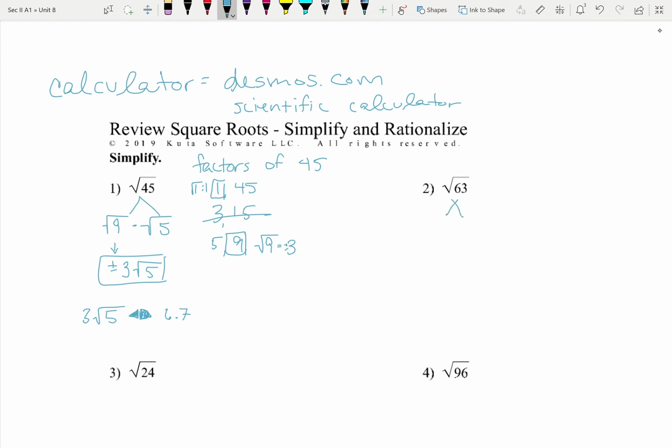So factors of 63 would be the square root of 9 and the square root of 7. Square root of 9, again, is positive or negative 3. Square root of 7 can't be done, so it stays the square root of 7. If I were to convert that to a decimal, I would get 7.9.